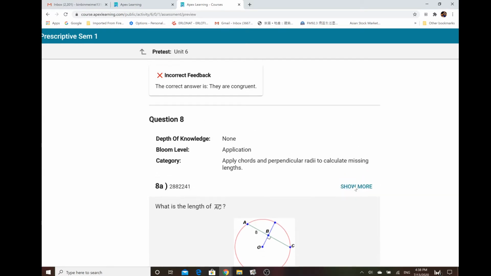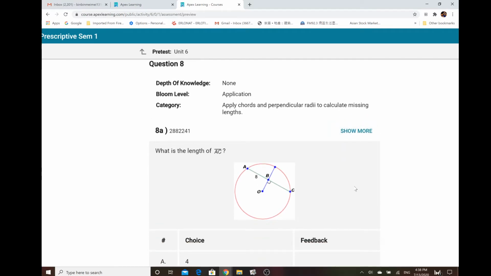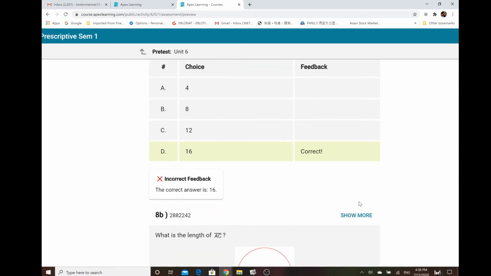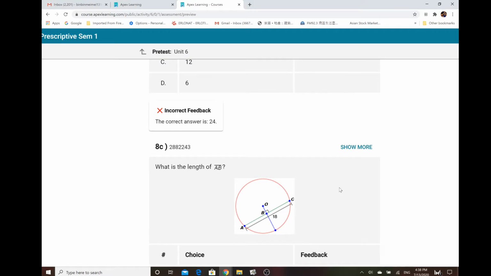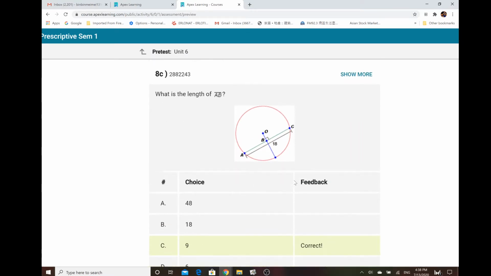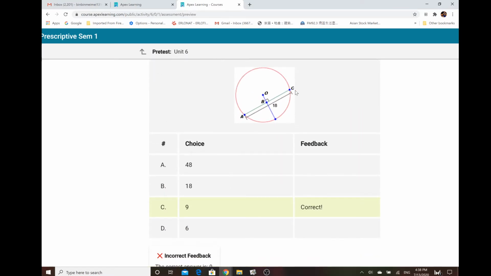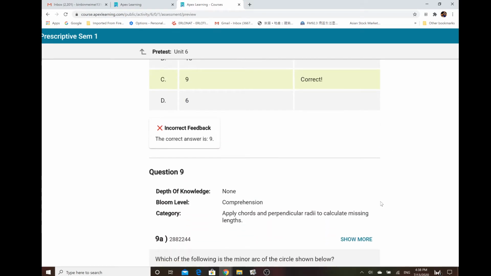And then number 8. What's the length of segment AC? For this one, the radius always bisects the chord if it's showing perpendicular. So half of it is 8, which means the entire length of chord AC is 16: 8 times 2, or 8 plus 8. So 12 plus 12 is 24. And then this one, the entire length is 18, so half of it is 9.